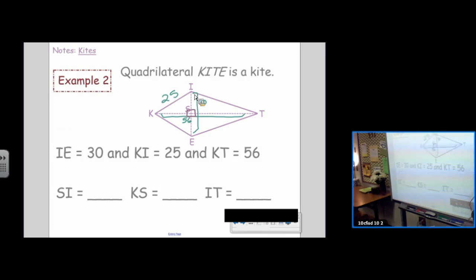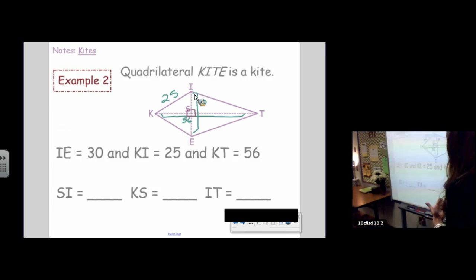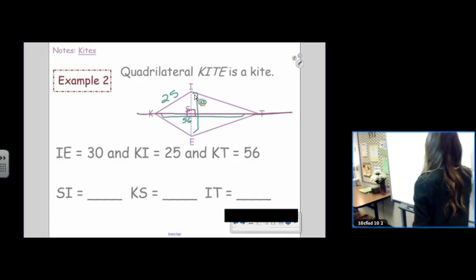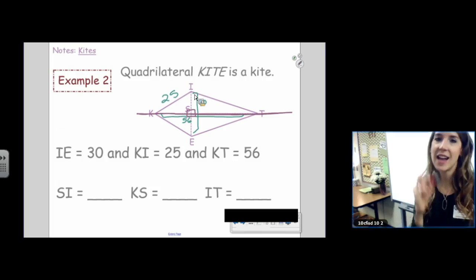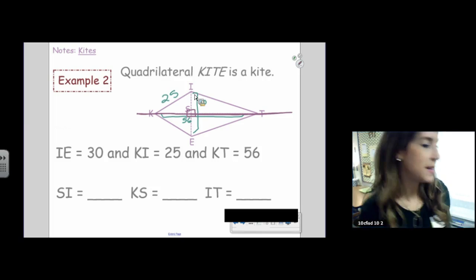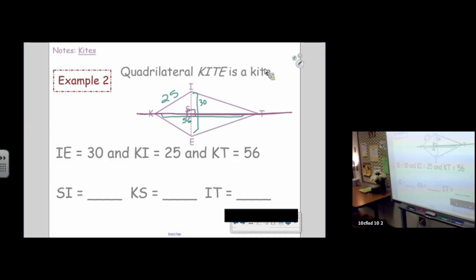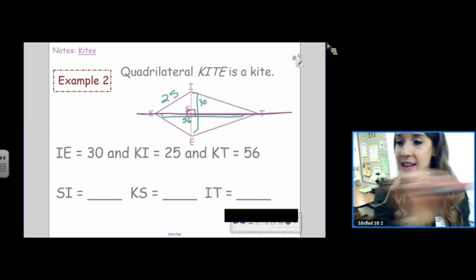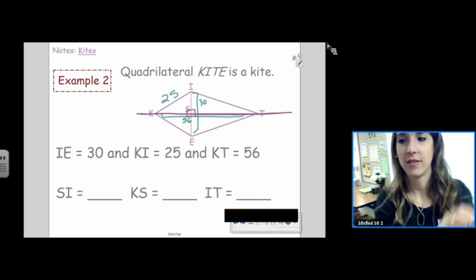All right, let's work some of these. First of all, I want to identify my diagonal of symmetry. This is the diagonal that cuts things in half. Did the 56 get cut in half? No. Did the 30 get cut in half? Yes, it did, because KT sliced the kite in half, okay?